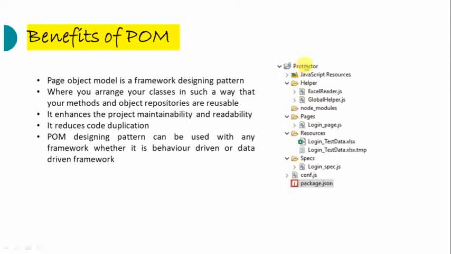There is a project Protractor, and there are multiple folders like helper, node modules, pages, resources, and specs. In resources, there is the Excel sheet or any other resource. In specs, it contains the test case files. In pages, it contains the page object files, and in helper, it again holds the utility classes.